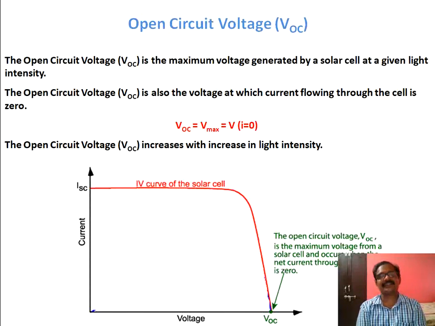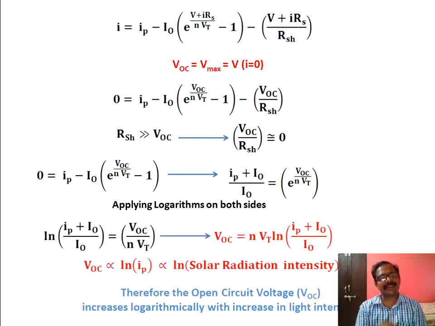That is nothing but it is the maximum voltage generated by the solar cell when the current flowing through the solar cell is 0. When current is equal to 0, what do you call it? Open circuit. Therefore, it is called the open circuit voltage. That maximum voltage drawn by the solar cell at I equal to 0, open circuit, is known as the open circuit voltage. Right.